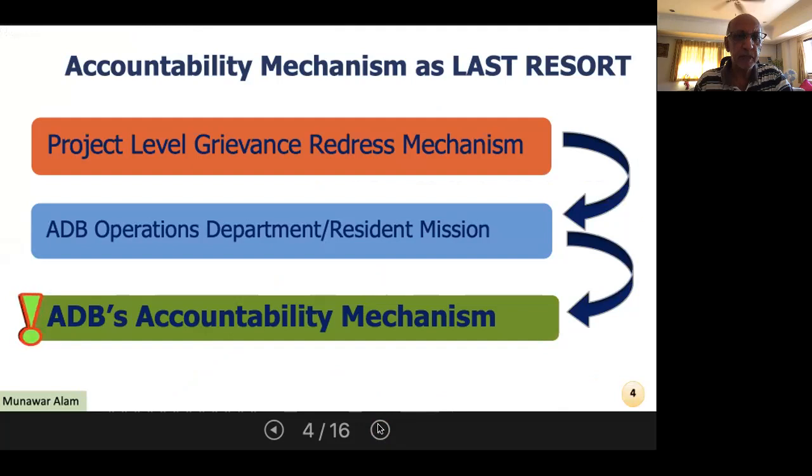The first level for people to complain is the project level GRM. Every project nowadays has this GRM, and this is supposed to be well staffed. This is owned by the government. The government officers are in charge of that. Whenever a complaint is filed, they have to record all the complaints and how they have responded to the complaints within a particular time frame. And a project will have several GRMs at the lowest level of governance up to the central level.